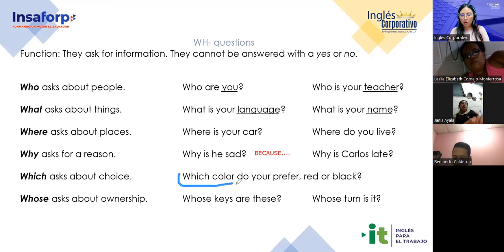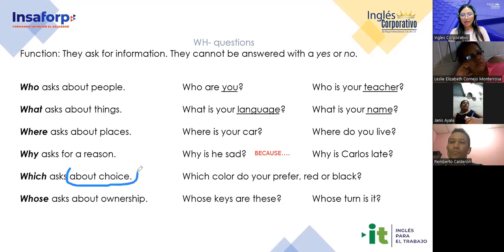Which color do you prefer? Red or black? ¿Cuántas opciones de color favorito me están dando? Dos, red or black. No puedo responder con otra opción que no sea red or black. ¿Por qué? Porque esa es la función de which. Elegir una de las opciones que se me brindaron en la pregunta. ¿Sí? Which color do you prefer? Red or black? Black.